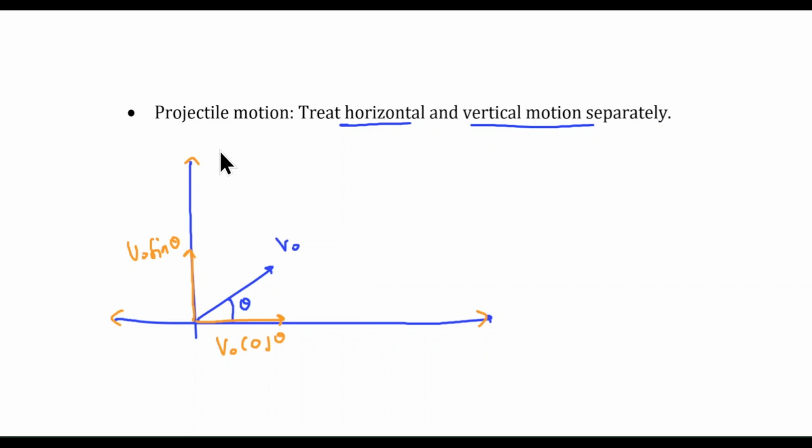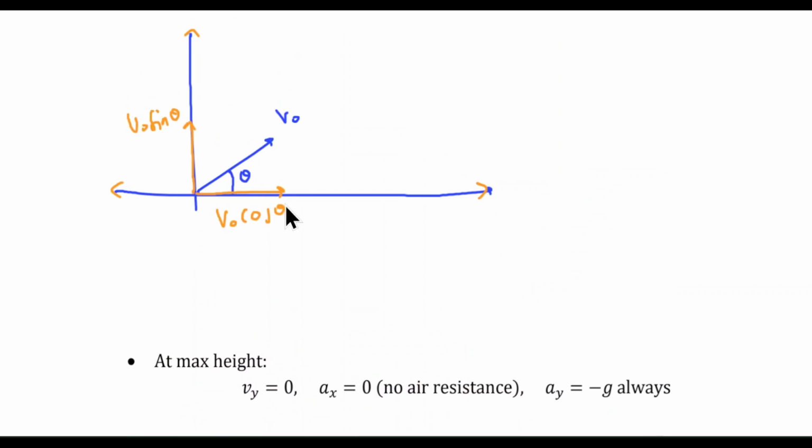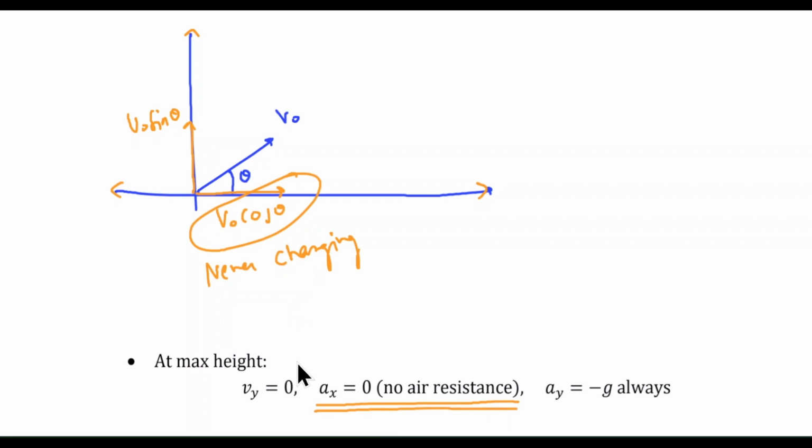Some very important things that you have to notice here. At maximum height, there's a misconception that entire speed is 0. No, entire speed is not 0, because the horizontal component is never changing, as we don't have any air resistance, so no acceleration in the horizontal sense as we have written over here. So Vy only will become 0. Vx will still be v naught cos theta.